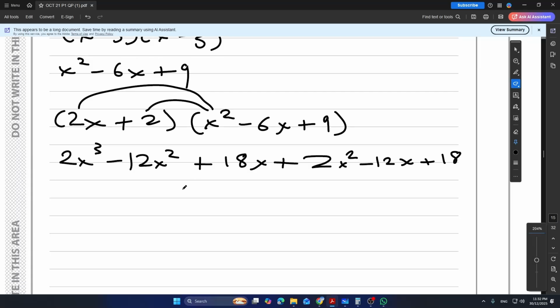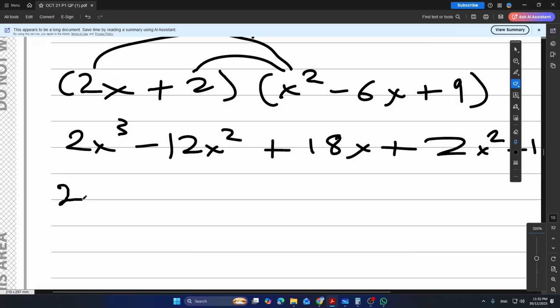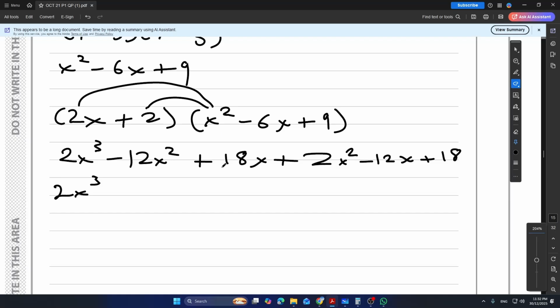So this is it expanded. Now we just simplify, add like terms. 2x cubed is on its own. Like terms: minus 12x squared plus 2x squared. Minus 12 plus 2 is going to be minus 10, so minus 10x squared. 18 minus 12 is plus 6x, plus 18.